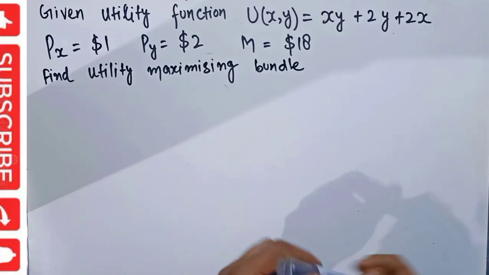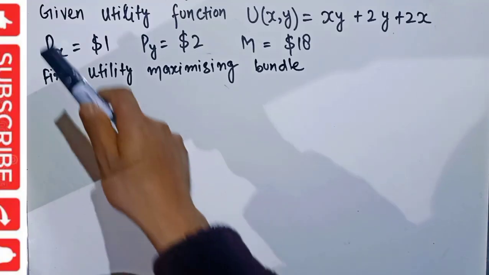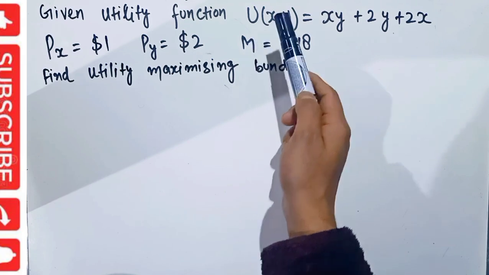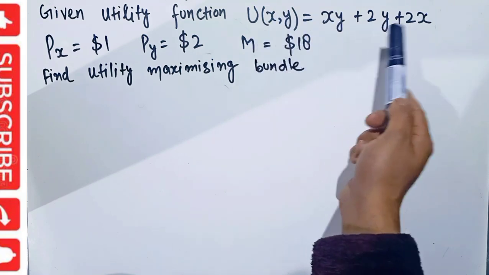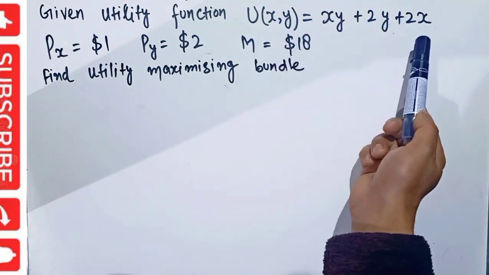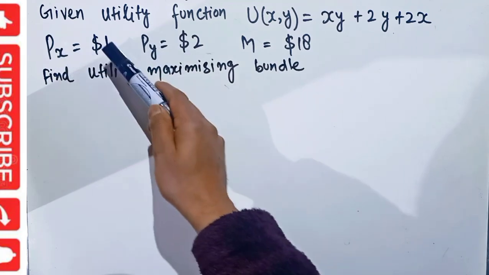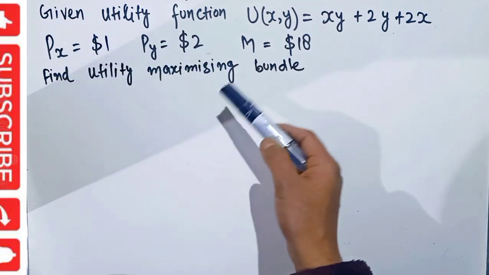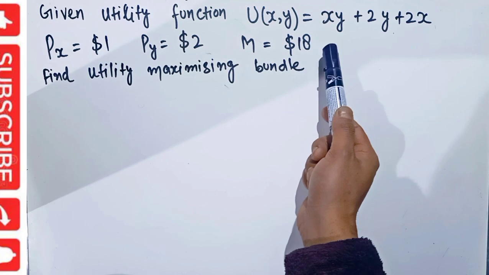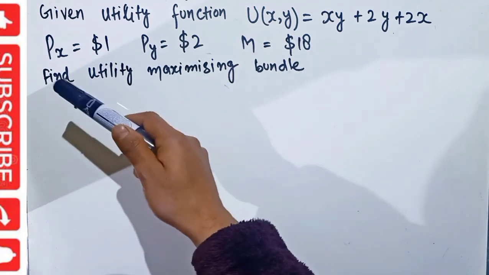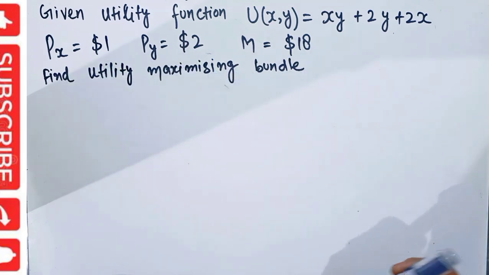Let us solve a question on utility maximization. The question is, given the utility function u is equal to xy plus 2y plus 2x. X and y are the two goods. Price of good x is $1, price of good y is $2, and income of the consumer is $18. We need to solve for the utility maximizing bundle for this consumer.